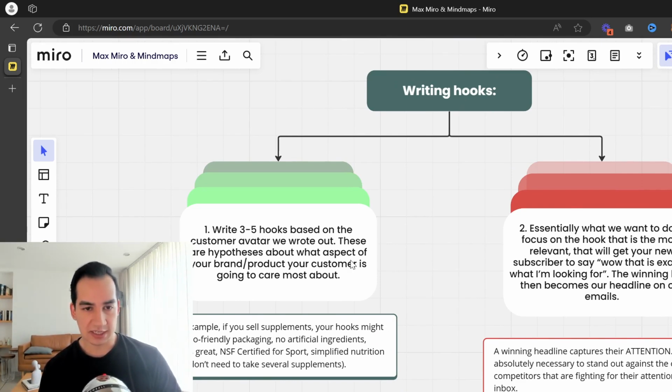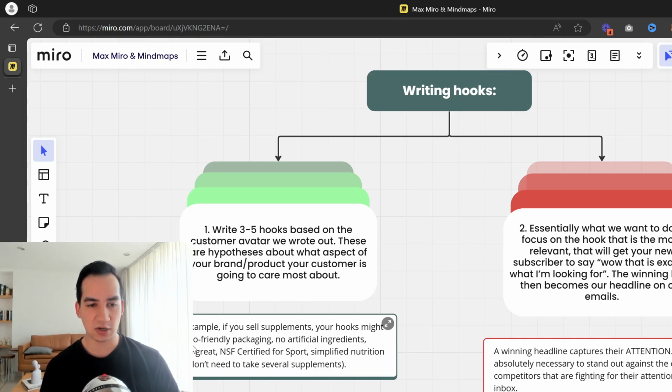Essentially, the hooks are the aspect of the brand or product that the customer is going to care the most about. So for example, in this case, if you sell supplements, the hooks might be eco-friendly packaging, no artificial ingredients, it tastes great, NSF certified for sport, and simplified nutrition, aka you don't need to be taking several supplements.